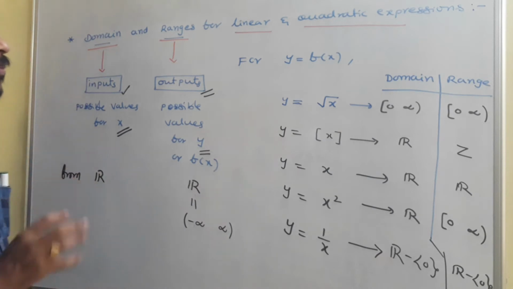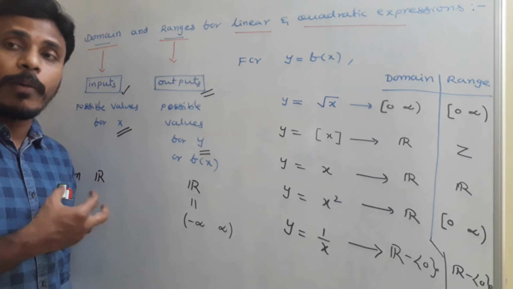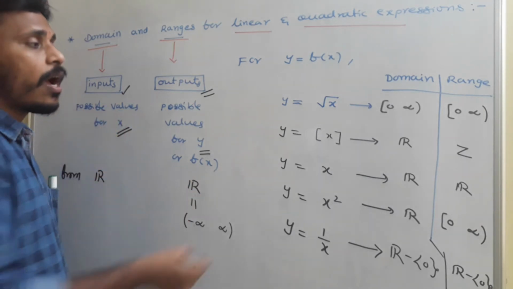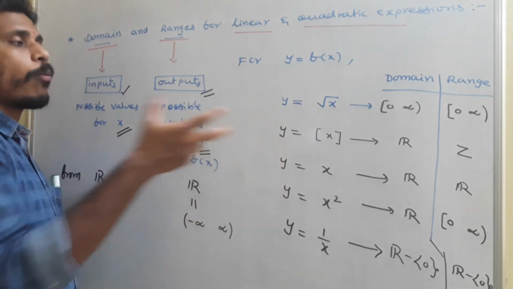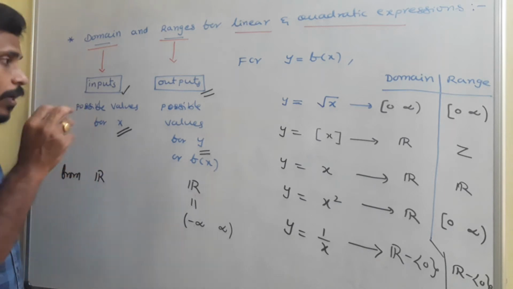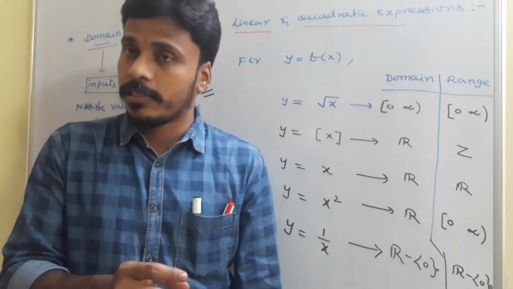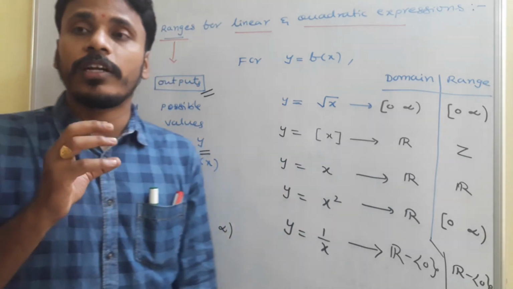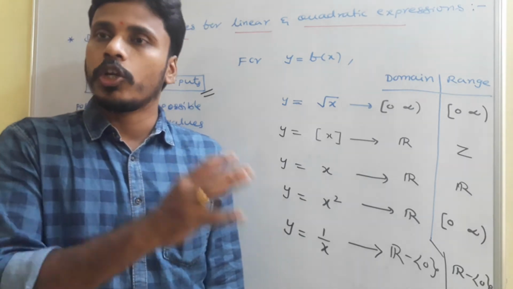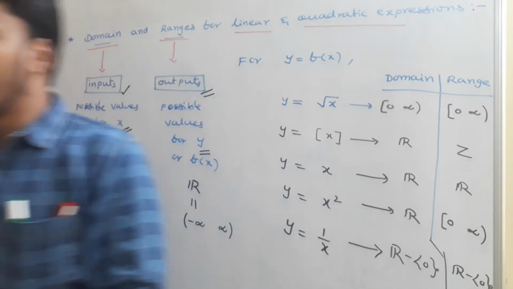So basically, to enter into the linear and quadratic expressions and their corresponding domains and range, initially I mentioned the definition related to the domain and range and a few simple examples. Just have a look. When you think about the domain, they are the possible values for x, the inputs. When you think about the range, they are the possible values for y, the outputs of that particular function, or you may say expression. Just have a look.